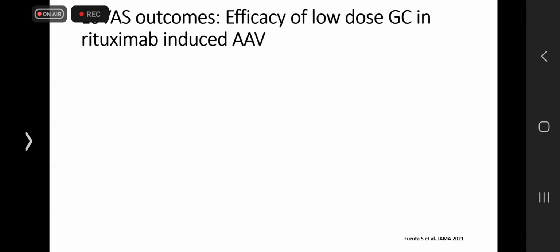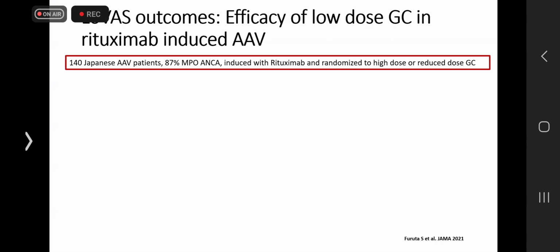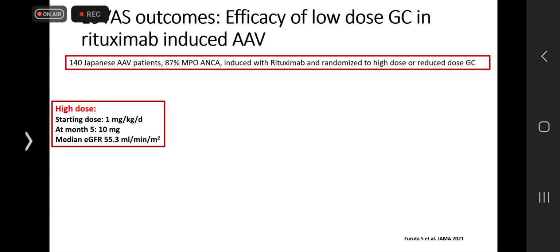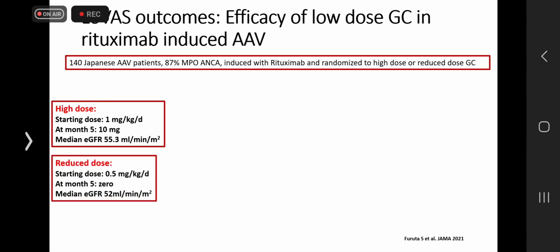The second study, which is actually a Japanese study which used rituximab-induced patients as opposed to PEXIVAS to test a glucocorticoid regimen, is the LOVAS study. It enrolled 140 patients. Most of them were MPO ANCA positive. They were all induced with rituximab and randomized to high dose, which is a starting dose of 1 milligram per kilo per day. At month 5, they were tapered to 10 milligram. The median eGFR at entry was 55 milliliters per minute, or reduced dose where the starting dose was 0.5 milligram per kilo per day. At month 5, tapered to 0. Median eGFR was 52 milliliters per minute.